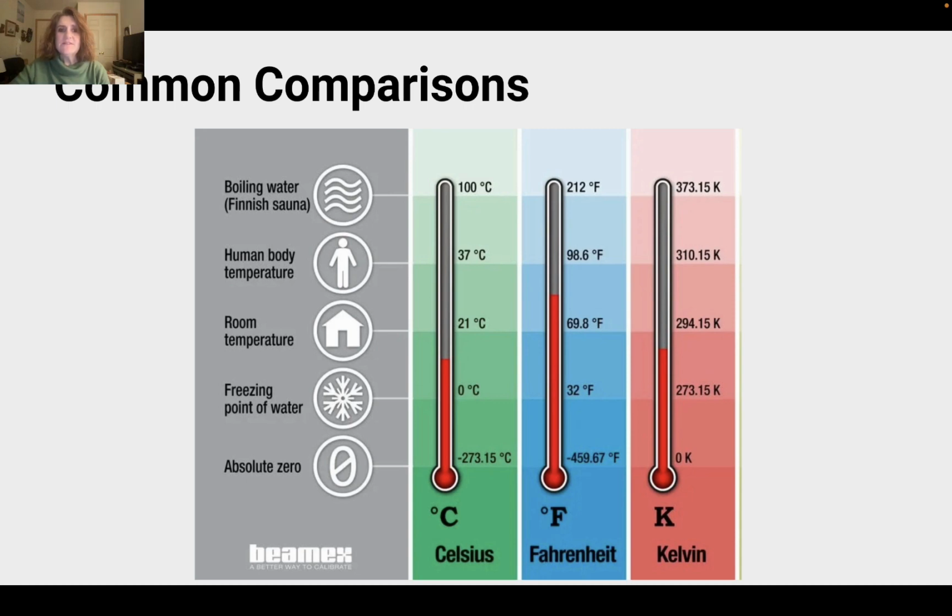Common comparisons. Notice you have the boiling points in Celsius, Fahrenheit, and Kelvin. Human body temperature is given, room temperature, and the freezing points, and then absolute zero. Notice on the Kelvin scale, absolute zero is 0.